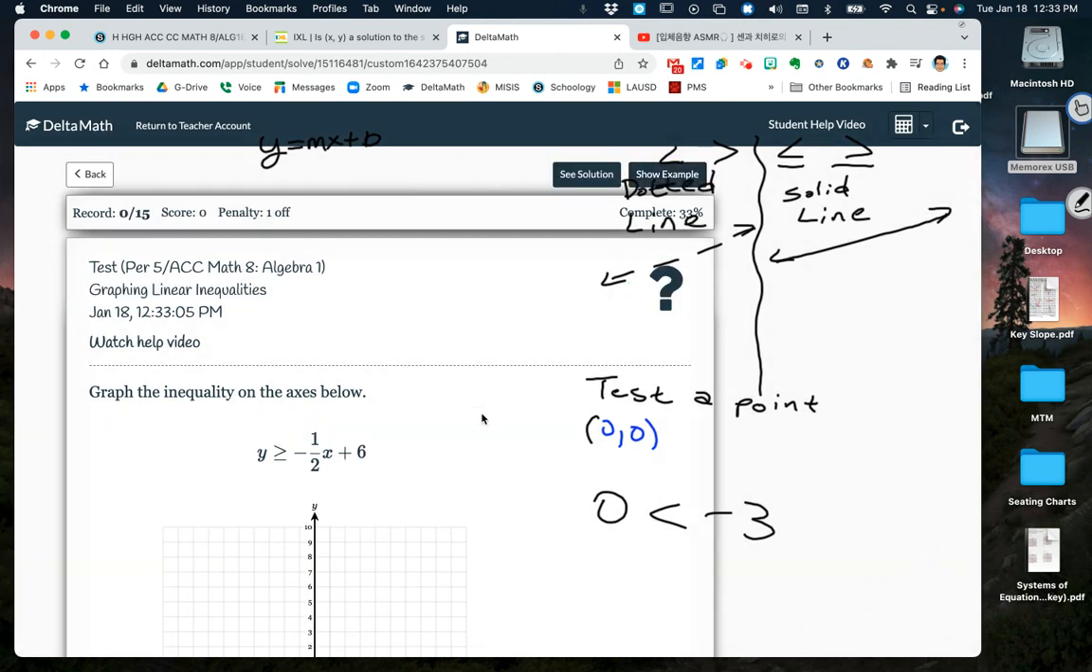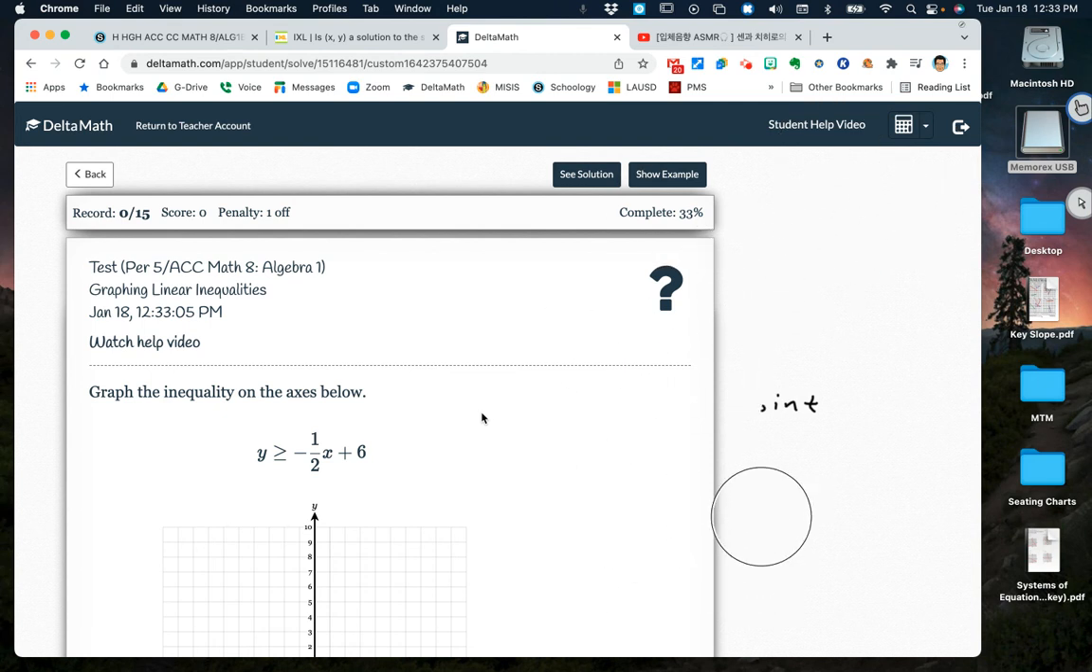So your assignment is to do 15 of these, and we'll move on to systems tomorrow. Okay? All right, so the assignment is graphing linear inequalities.